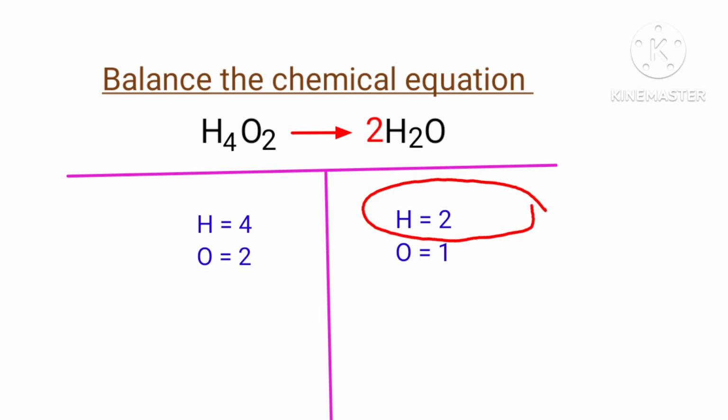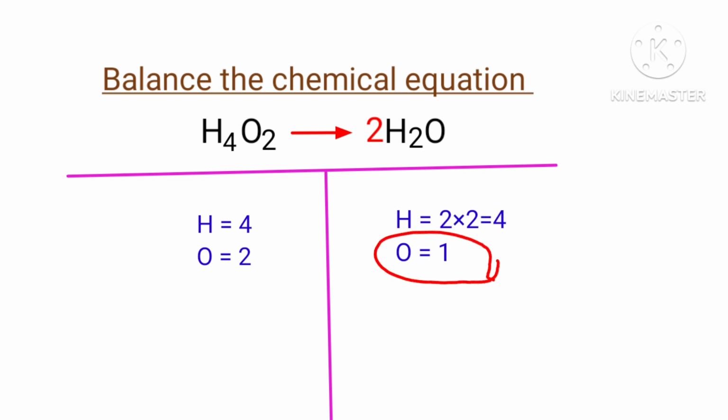Now on the right-hand side, the 2 hydrogen atoms are changed into 4 hydrogen atoms, and the 1 oxygen atom is changed into 2 oxygen atoms. So the equation is now balanced. There are 4 hydrogen atoms and 2 oxygen atoms on both sides.